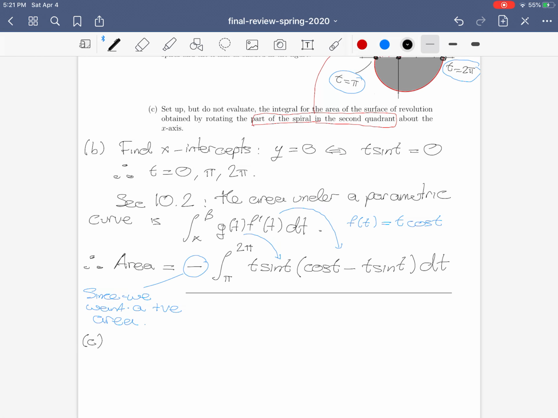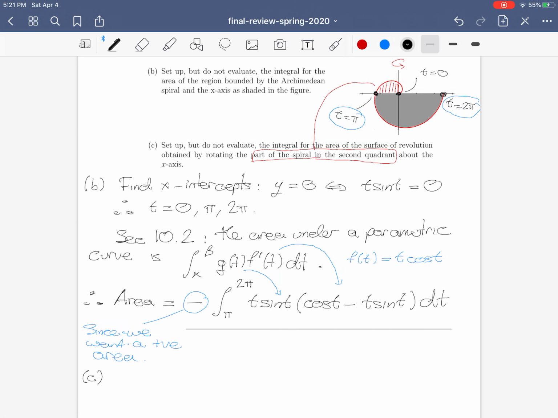So the first thing we need to do is find this point here. Why do we need to do that? Because we want to find the t values that give us this region of the curve. So let's find the y-intercepts.